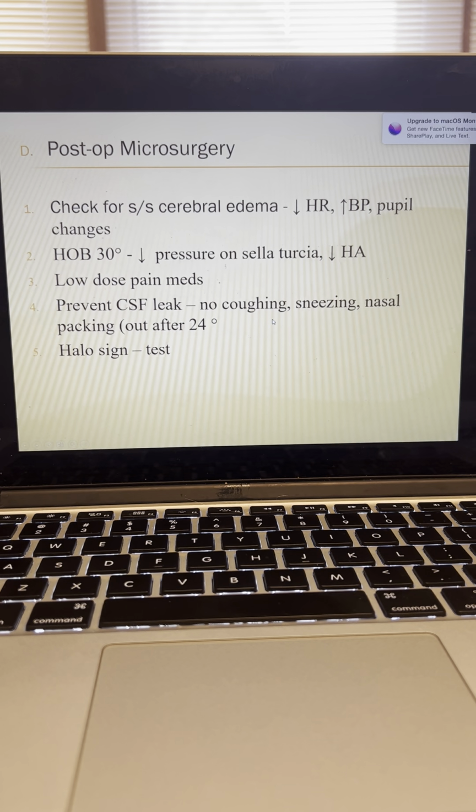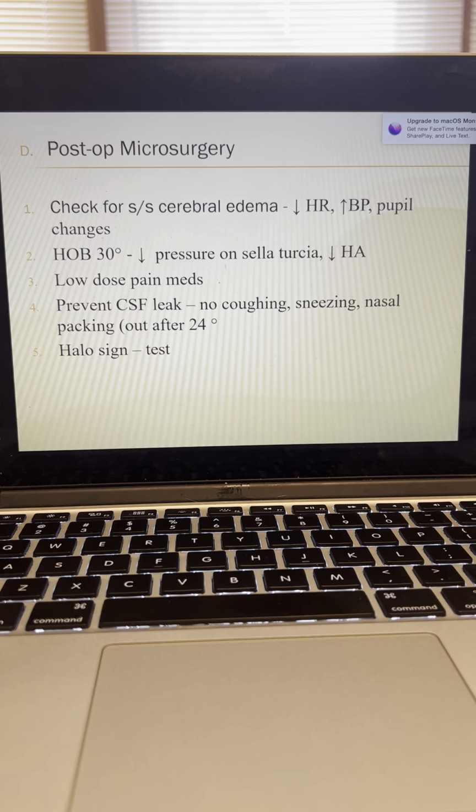Postoperatively, for microsurgery, check for signs and symptoms of cerebral edema. Those are the opposite of shock. We have a decreased heart rate and an increased blood pressure and pupillary changes. Head of the bed should be at 30 degrees. It decreases the pressure on the sella turcica and decreases headache. We can do low dose pain medications.